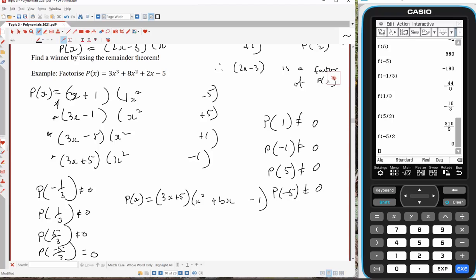So I've got 5 multiplied by bx, that's going to be 5b. 3 multiplied by negative 1 is negative 3. So 5b minus 3 equals 2, 5b equals 5, b equals 1. Okay, so p of x equals 3x plus 5 times x squared plus x take 1. All right, and we've factorised it.